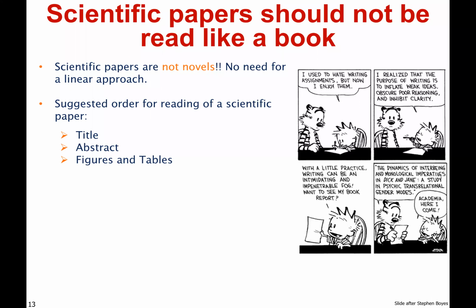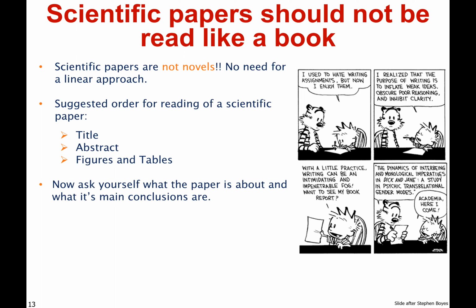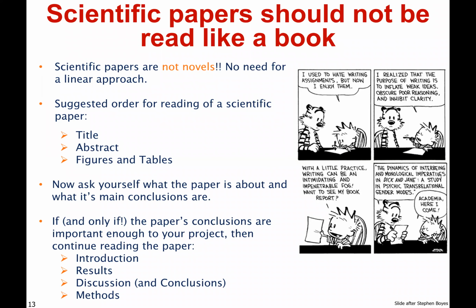Instead, what you should do is first read the title, of course, the abstract, and then look at the figures and the tables. Figures are meant to be standalone. In well-written papers, you can understand at least the basics of what a figure shows without reading the rest of the paper. So look at the title, abstract, figures, and then ask yourself, what is this paper about? What are its main conclusions? Is that interesting to me? Is that important to me? You want to answer that question as soon as possible, right?